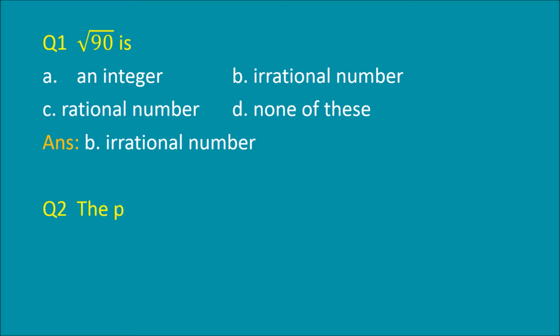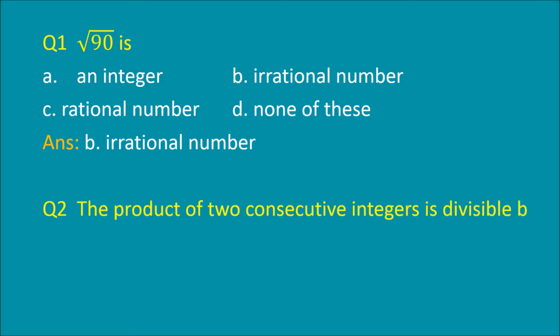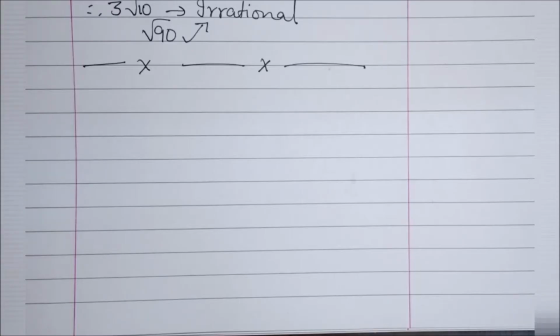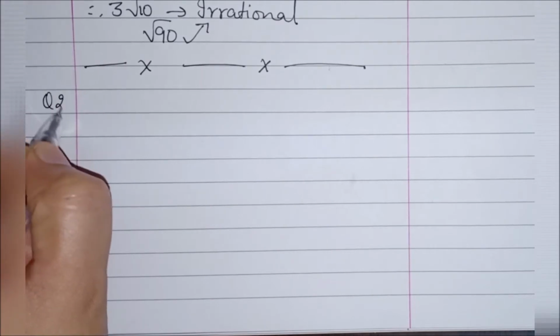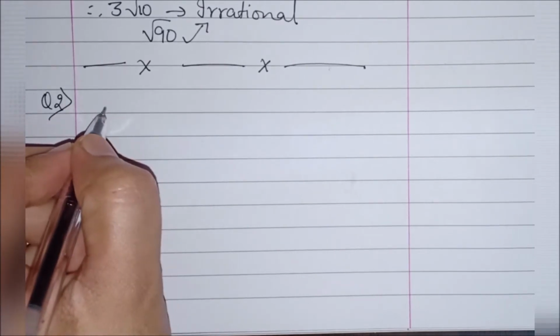The product of two consecutive integers is divisible by option A 3, B 2, C 6, or D 10. The correct answer is B, 2. Let's see the solution of the second question.